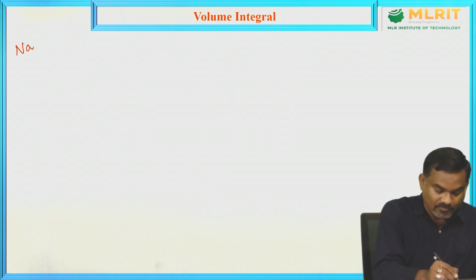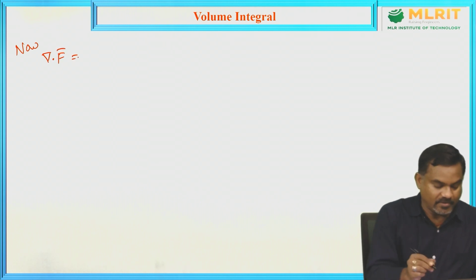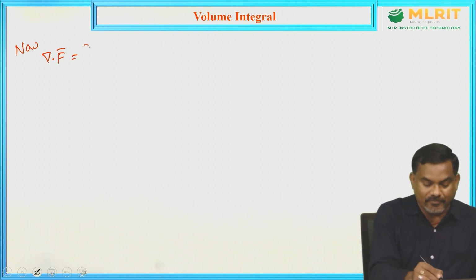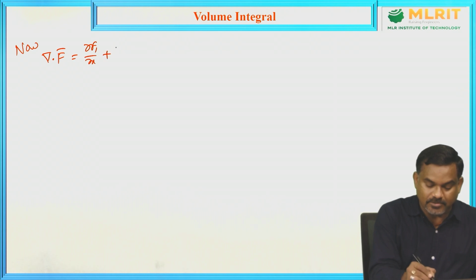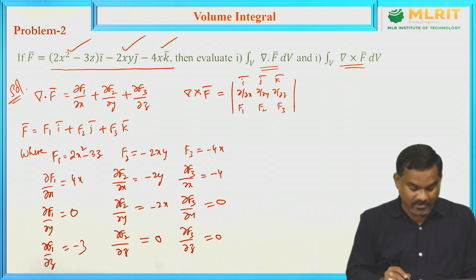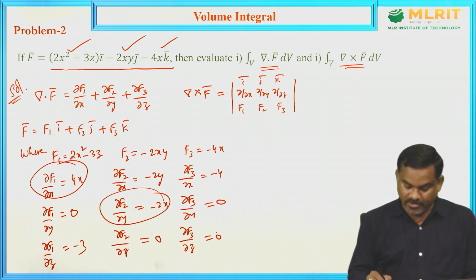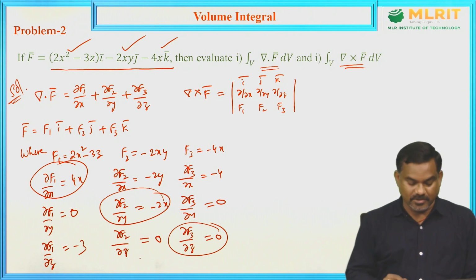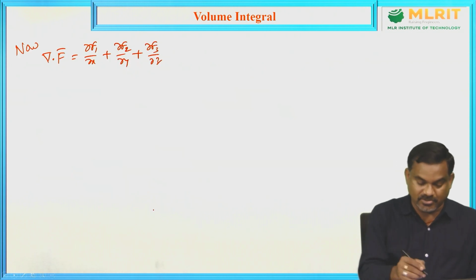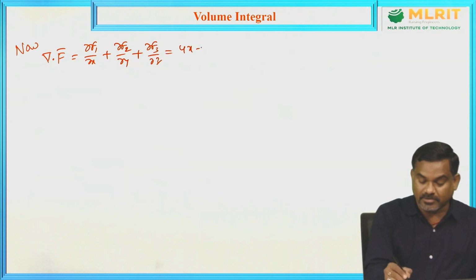Now let us find del dot f bar. So dou f1 by dou x plus dou f2 by dou y plus dou f3 by dou z. So 4x minus 2x plus 0, which is 2x.